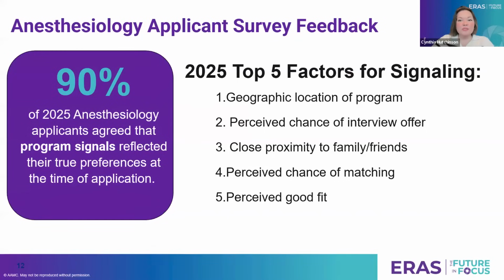Let's take a look at how program signals were utilized by applicants last year. In the 2025 ARIS cycle, the top 5 factors influencing signals, as reported by anesthesiology applicants, were geographic location, perceived chance of interview offers or matching, and close proximity to friends and family, as well as perceived fit. 90% of anesthesiology applicants last year agreed that program signals did reflect their true preference at time of application.